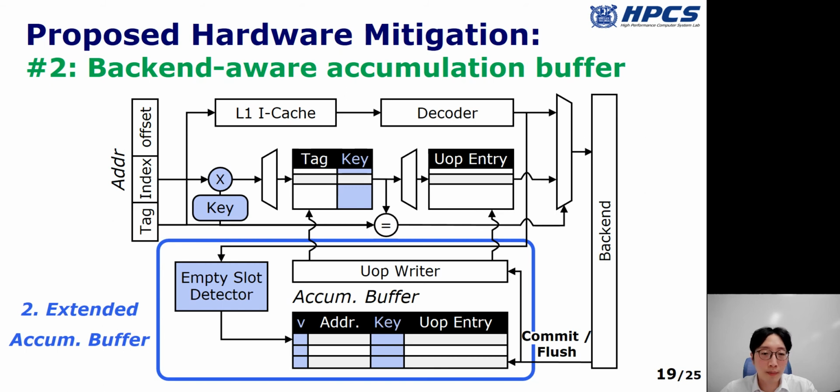Second, to prevent the speculative execution attack, we extend the accumulation buffer to defer the microcache updates until they are committed from the reorder buffer. By doing so, the microcache does not store the misspeculated microops anymore. Therefore, we can successfully defend the speculative execution attack. Here, the proposed hardware mitigation techniques have negligible performance overhead. For more detailed evaluation results, please refer to our paper.